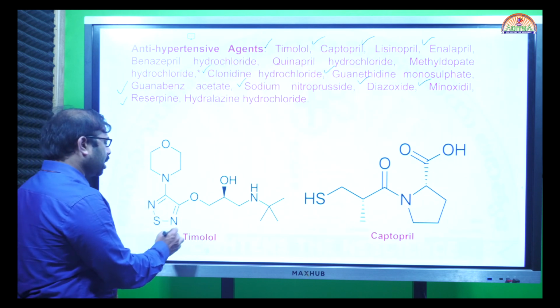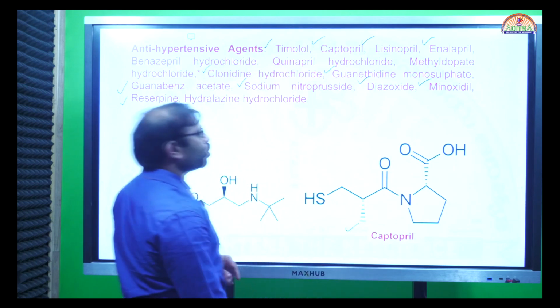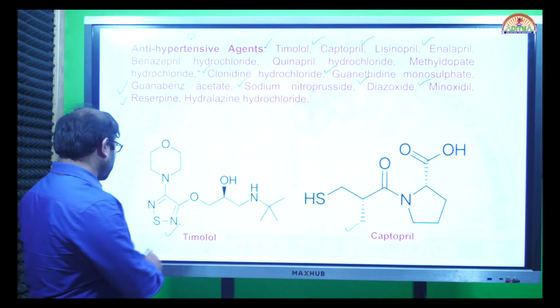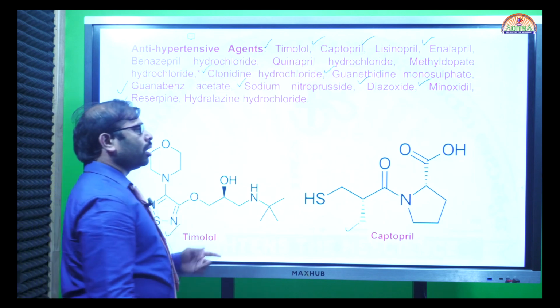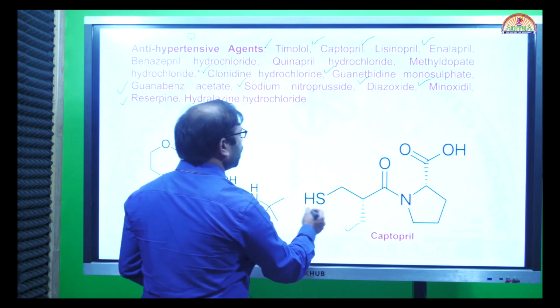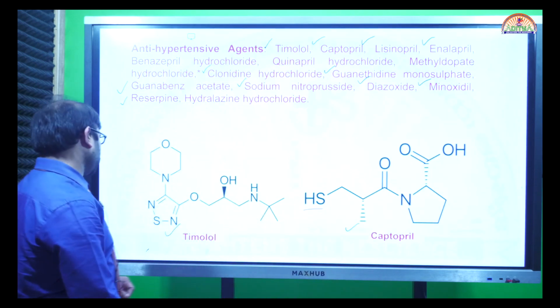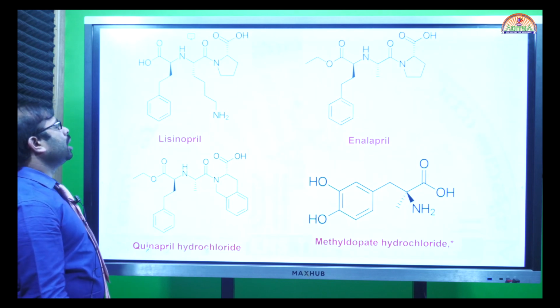Here, it's timolol. Okay, another one is captopril. Just now we have seen the antihypertensive example captopril. Captopril is a heterocyclic compound having a thioalcohol as the active group. Okay. Next, another one is lisinopril.